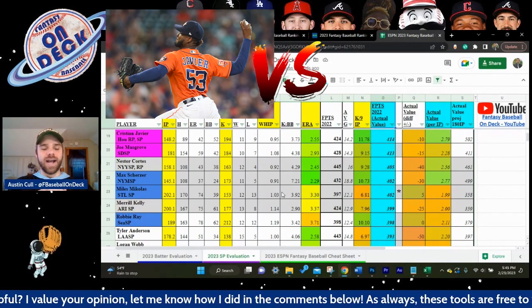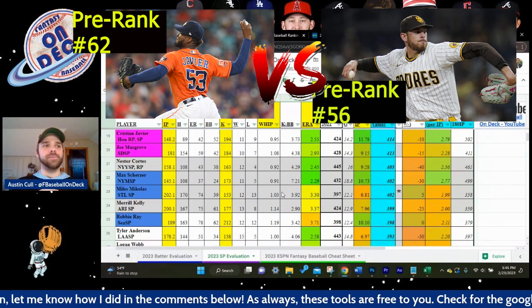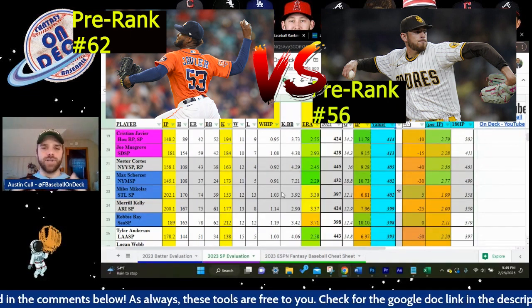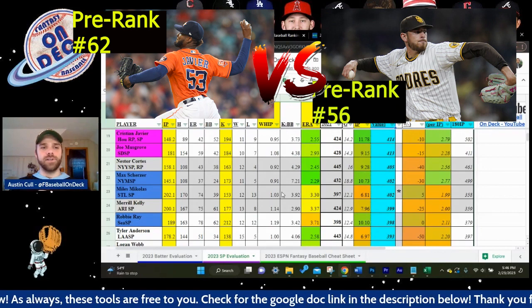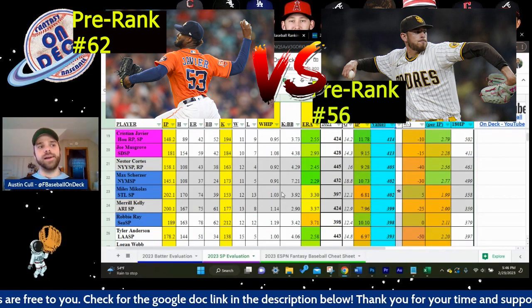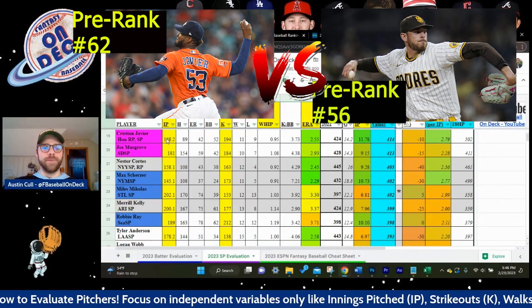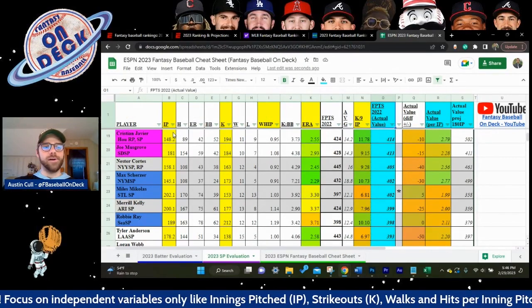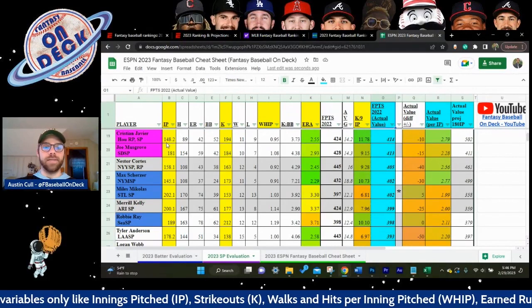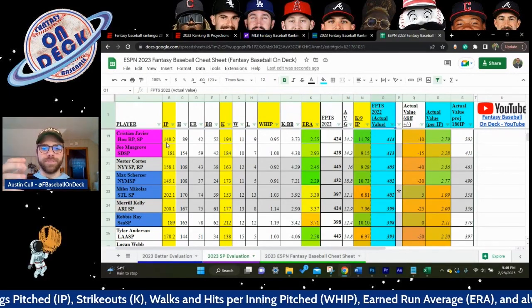So Christian Javier and Joe Musgrove both have pretty similar pre-rank or ADPs, average draft positions. Joe Musgrove is on ESPN ranked number 56 overall player, and Christian Javier is ranked number 62 overall. If I'm looking at the innings pitched, comparing the two players, I can say, wow, both players are plenty productive. They fit every mold that I'm asking for.